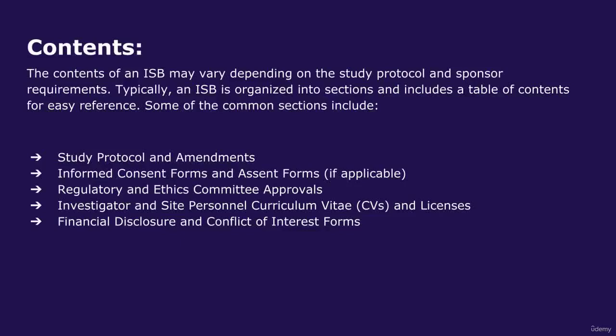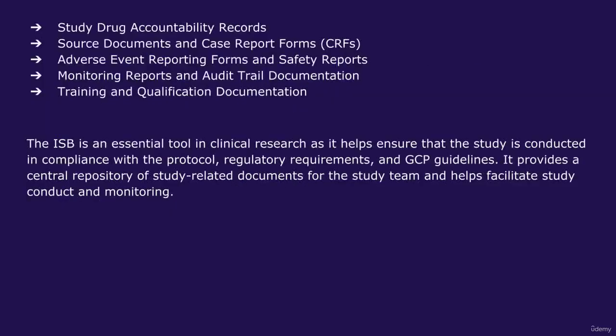Contents. The contents of an ISB may vary depending on the study protocol and sponsor requirements. Typically, an ISB is organized into sections and includes a table of contents for easy reference. Some of the common sections include study protocol and amendments, informed consent forms and assent forms, if applicable, regulatory and ethics committee approvals, investigator and site personnel curriculum vitae, CVs, and licenses, financial disclosure and conflict of interest forms.